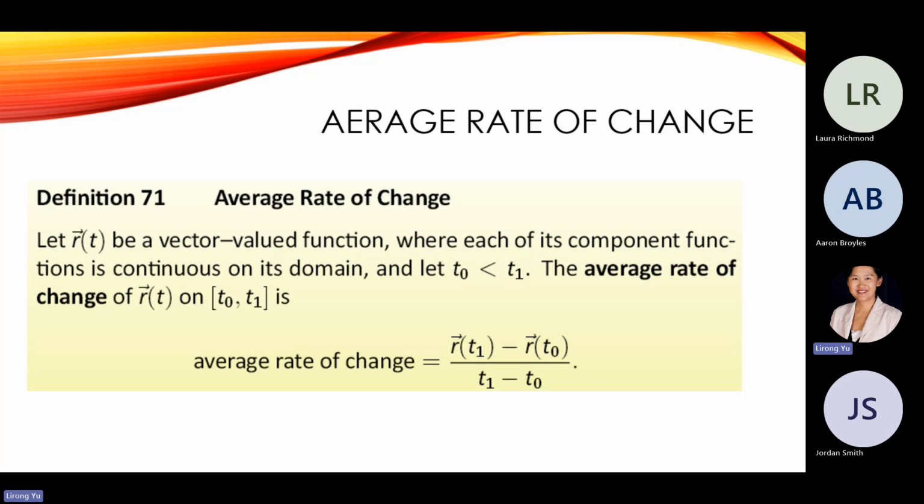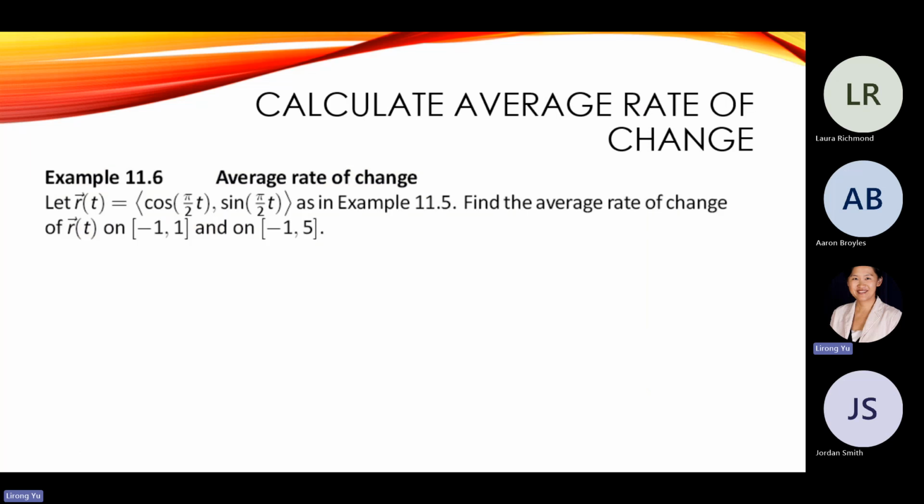So here are the examples. Try this example. Here it says the same circle, and we want to find the average rate of change of r(t) on [-1, 1] and on [-1, 5]. So these are two different intervals. The first interval is t from -1 to 1, and the second is t from -1 to 5. So we want to find that.